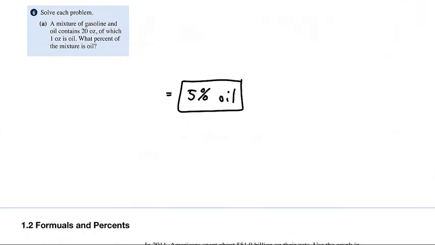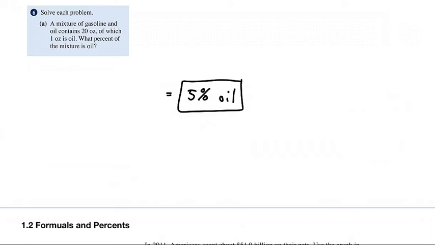it says solve each problem. A mixture of gasoline and oil contains 20 ounces, of which 1 ounce is oil. What percent of the mixture is oil? Let's see. So we have a mixture of gasoline and oil contains 20 ounces, of which 1 ounce is oil. Okay. So then the mixture will be the total. We want to know what percent of the mixture is oil.